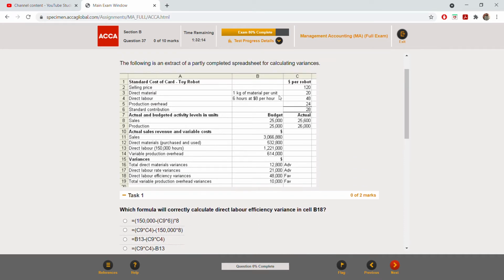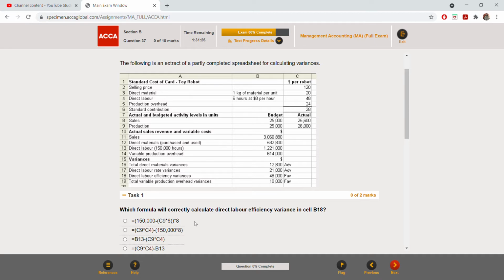Next, B13. What is B13? B13 is this: 1221 minus, into C9 into 4. C9 into C4, that is 26,000 into 48,000, which will give you 1248. Okay, 1248 minus 1221 will give you 27,000. So the third one is wrong, and the last one is C9 into C4. Again, 26 into 48, 1248 minus B13. B13 is what? 1221. So you are getting 27,000 from the third and the fourth. It's wrong.